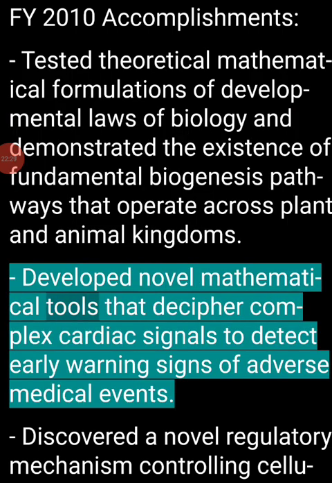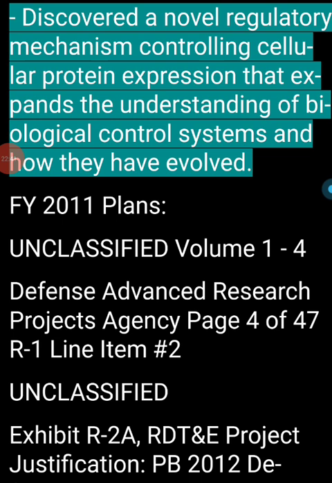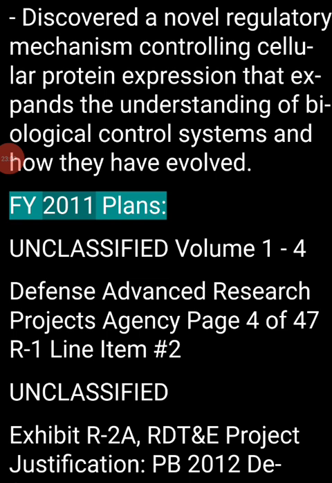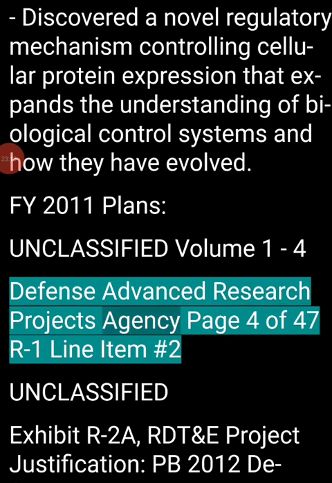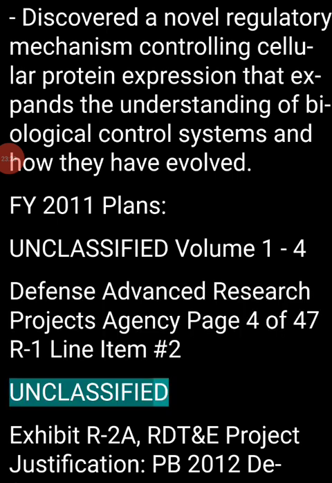Developed novel mathematical tools that decipher complex cardiac signals to detect early warning signs of adverse medical events. Discovered a novel regulatory mechanism controlling cellular protein expression that expands the understanding of biological control systems and how they have evolved. FY2011 Plans. Unclassified. Volume 1-4. Defense Advanced Research Projects Agency, page 4 of 47, R1, line item number 2. Unclassified.